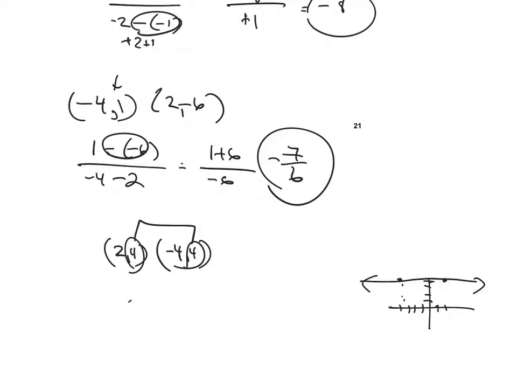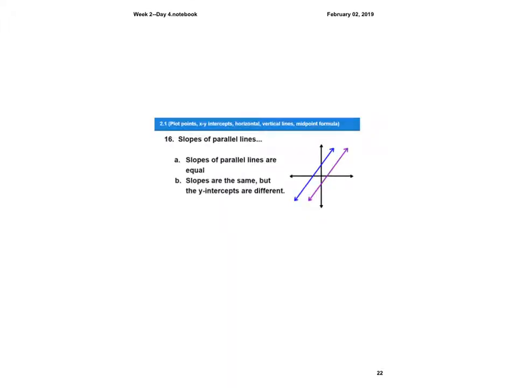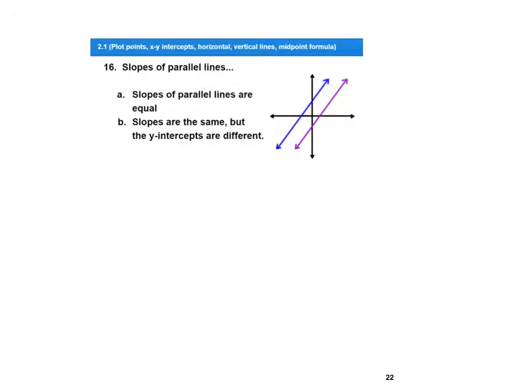Well, what if the x values repeat? So on the very last problem, you got 5, negative 3, and 5, 2. So the x values are repeating, which just means that you would have a vertical line at x equals 5. So that's finding slope from 2 points.